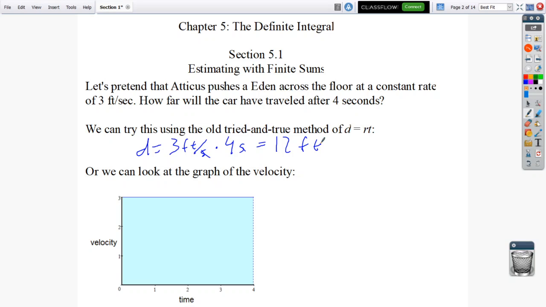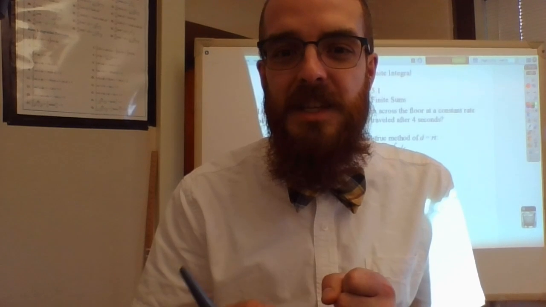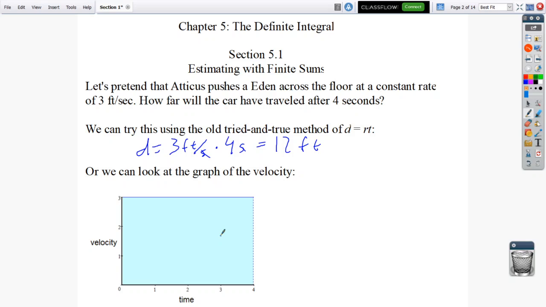Well, down here we have another interpretation of how to find out how far Atticus has pushed that Eden. What we have done here is we have drawn the velocity function versus time. So the velocity is a constant function. So you'll notice that the velocity function is a horizontal line. What we've also done here is we've blocked out the area underneath the curve, all that blue space underneath that curve. What I am here to tell you today is that the area underneath the curve represents the accumulation of a rate. So when we look at it here, the accumulation of velocity, when you are going at a velocity, you're accumulating distance that you've run.